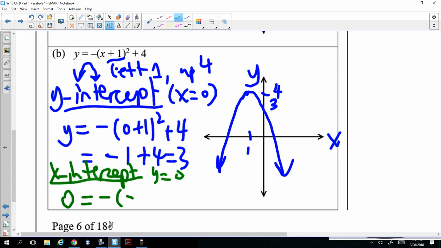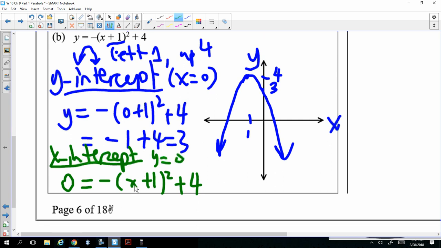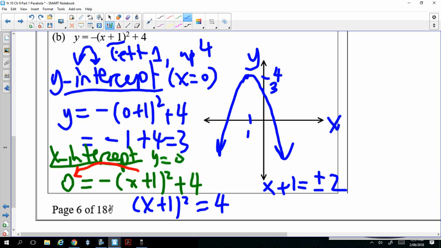Move this term to the left. So you end up getting x plus 1 squared. Notice the negative becomes positive, equal to 4. And like before, you go square root, plus or minus 2. So therefore, x can be 2 minus 1 or -2 minus 1, which becomes 1 or -3. 1 or -3.